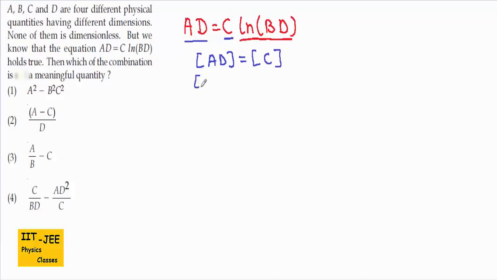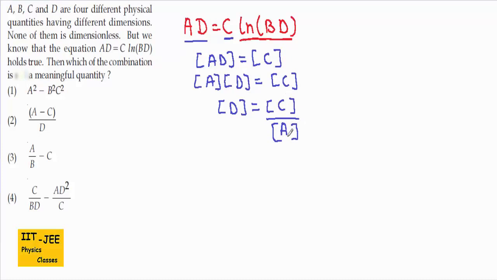So we can write it like this. Dimension of A times dimension of D would equal dimension of C. So from this we can also write dimension of D equals dimension of C divided by A, which would become here in the bottom. So dimension of C divided by dimension of A. This is equation first.